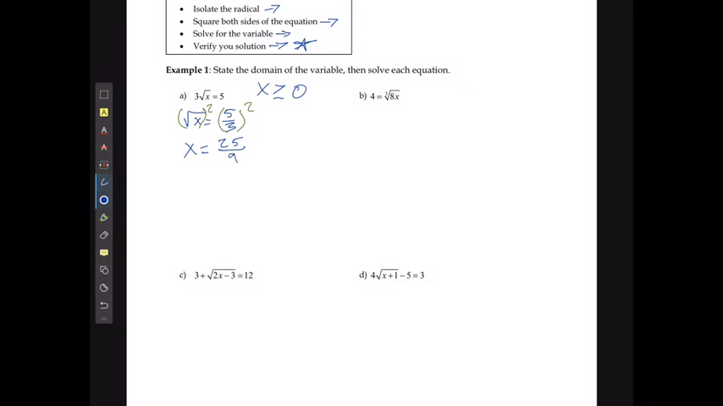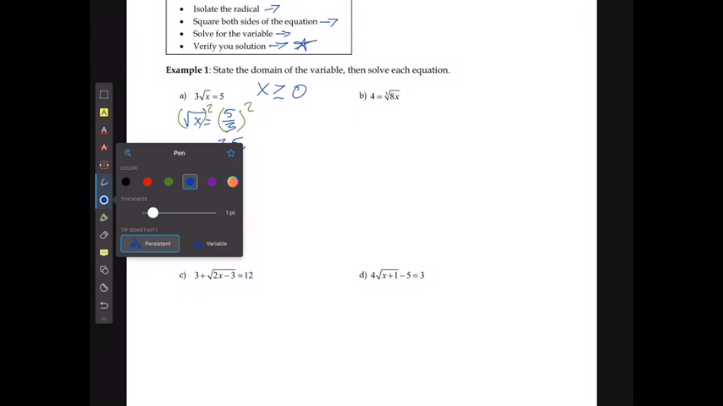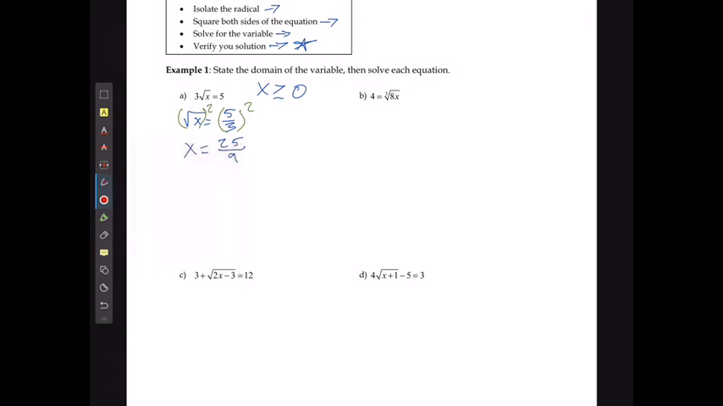Then I just need to actually verify it to say, can I prove that this is true? So put my solution back into the original problem. If I have 3 times the square root of 25 over 9 is equal to 5, then I'm going to say that 3 times 5 over 3 is going to equal 5, and 3 times 5 is 15 divided by 3, 5 is equal to 5, and that is in fact my solution.